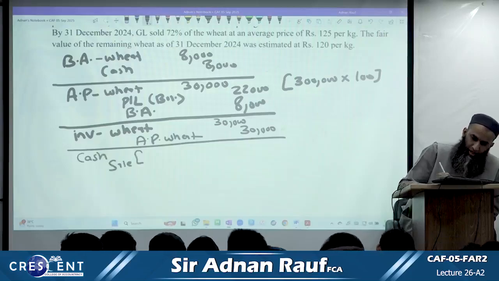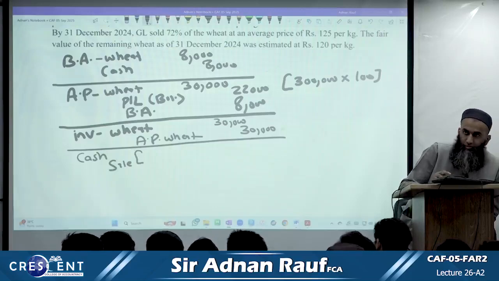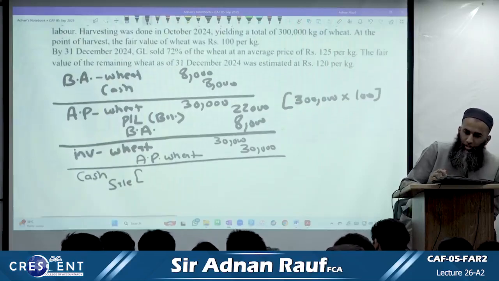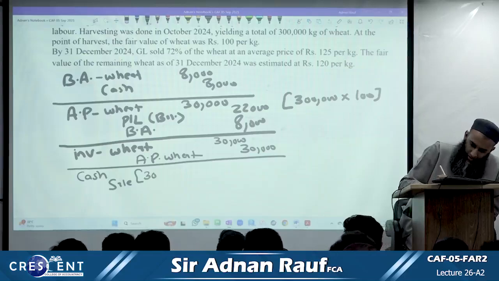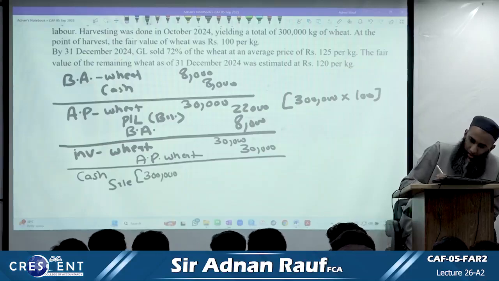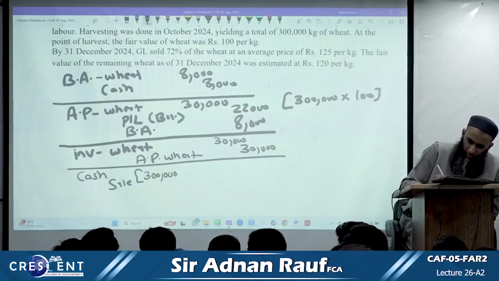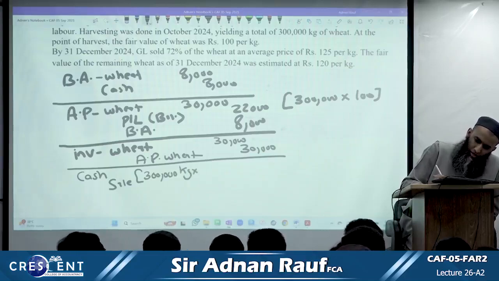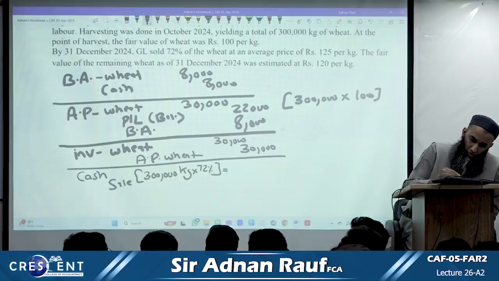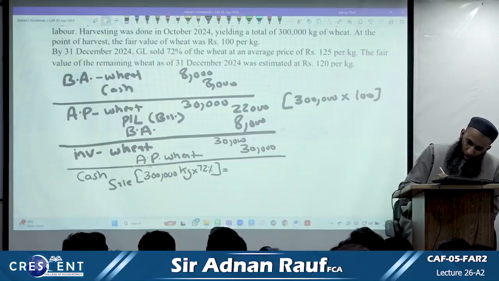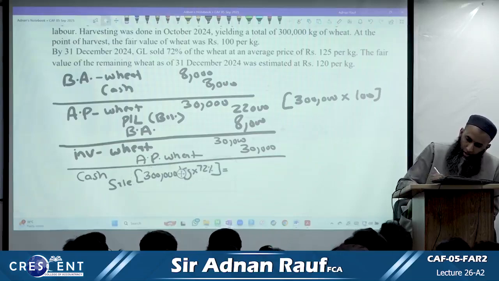Debit cash, credit sales. How much wheat was sold? 72%. Just grab a calculator. How much wheat was costed? How much was harvested? 3 lakh kilograms. Okay, someone should calculate 72% of 3 lakh kilos. What did it come to, 216,000 kilos?